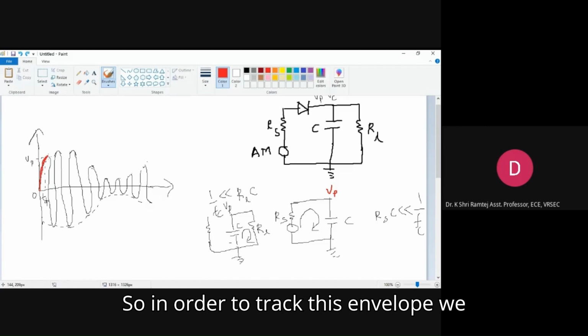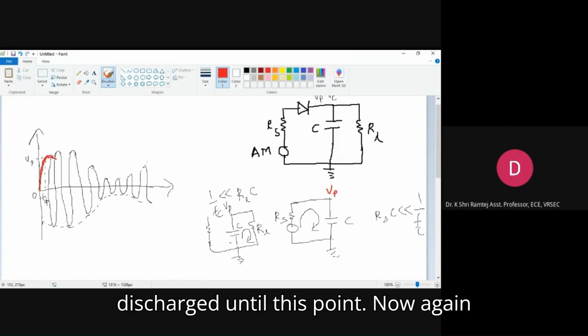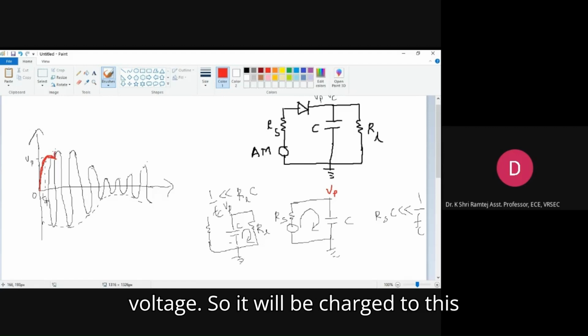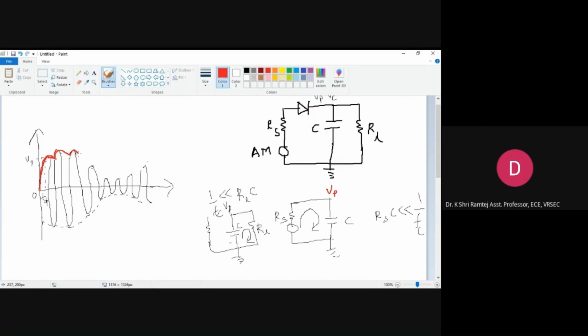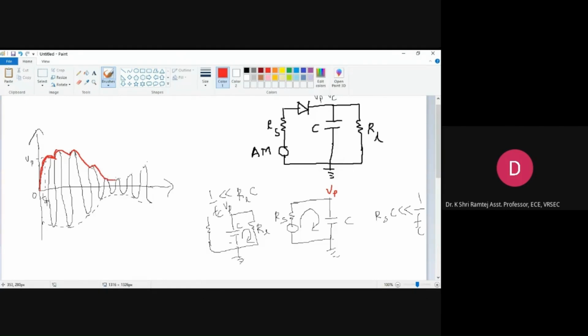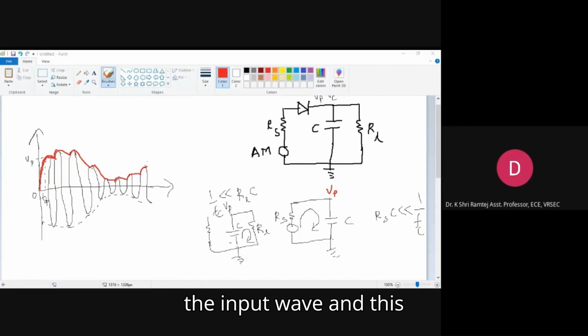So in order to track this envelope, we need to make sure that this discharge is being done very slowly. So it will be discharged until this point. Now again at this point, the input voltage is greater than the capacitor voltage, so it will be charged to this peak value. Here again it will be discharged. It will be charged, discharged, something like this. So like this, the envelope will be tracked. The black waveform is the input wave, and this red one is the output wave. So like this, we can track the envelope of the AM wave.